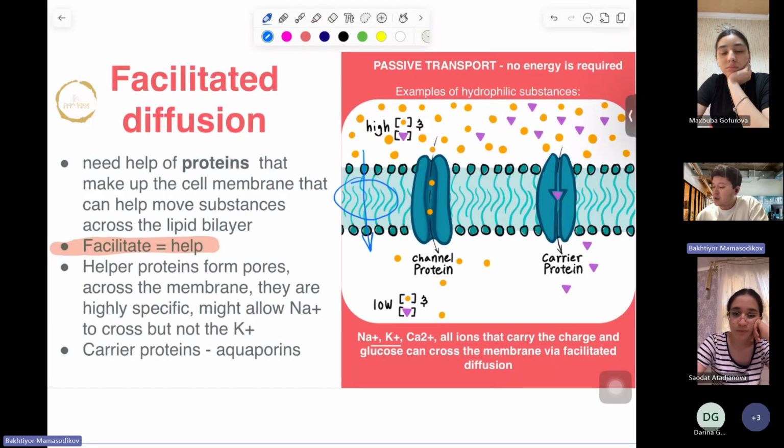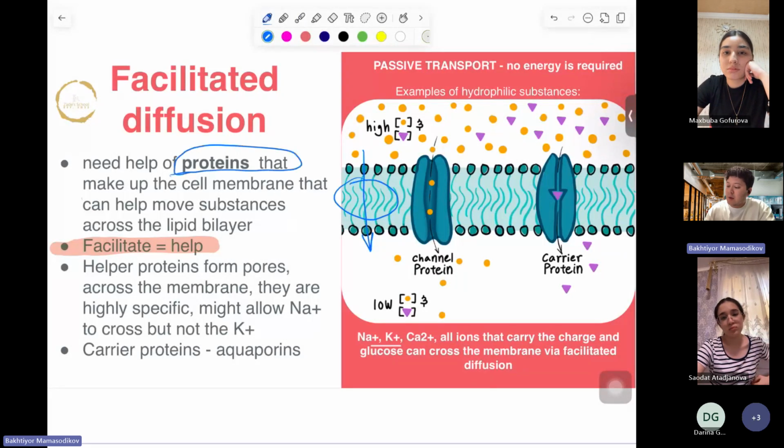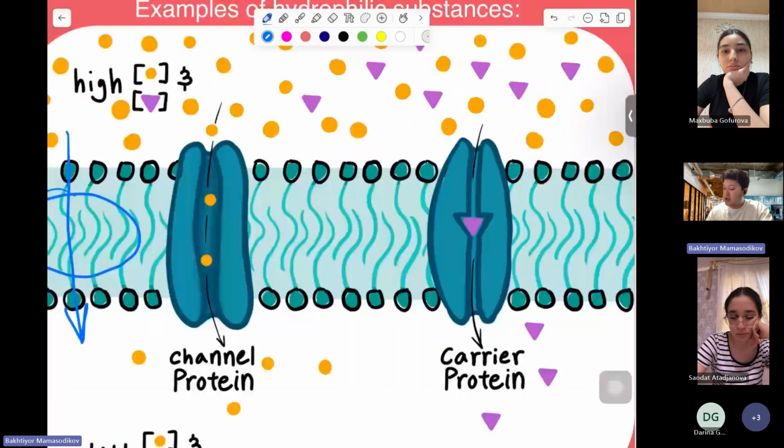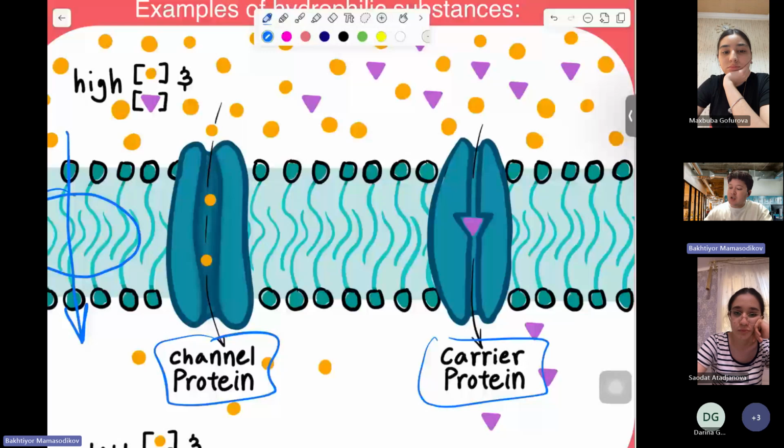So we need special channels like this in order to make substances go inside. We need the help of proteins that make up the cell membrane and can help move substances across the lipid bilayer. As you can see here, we have the protein channels. They're called channel proteins or carrier proteins. They're going to transport the hydrophilic substances. There are pores inside.